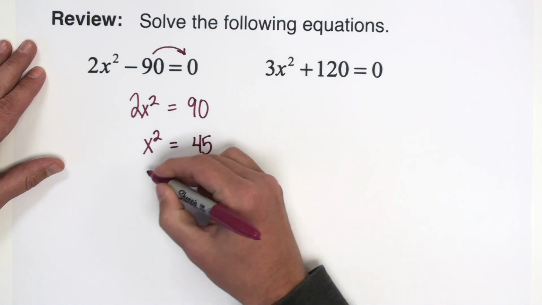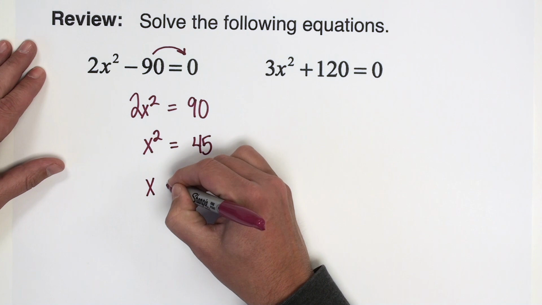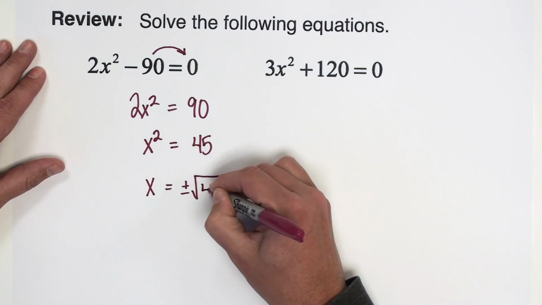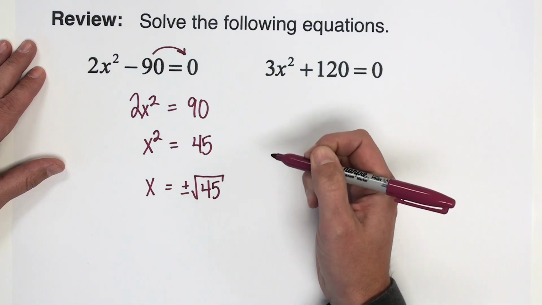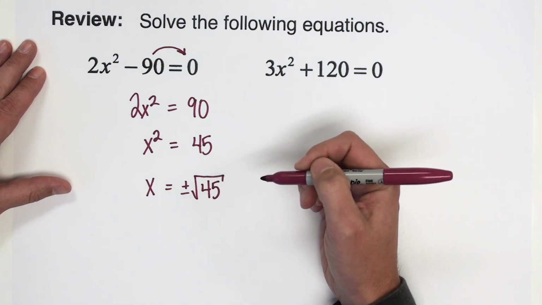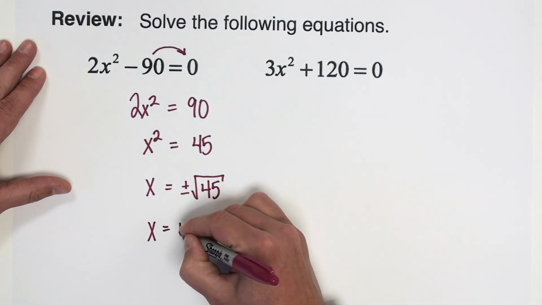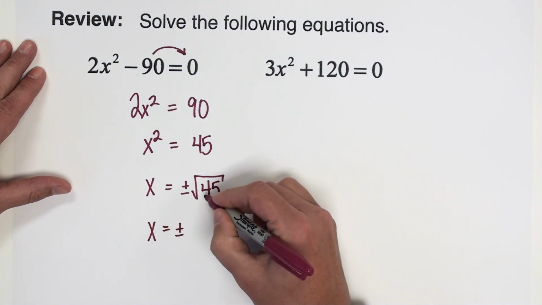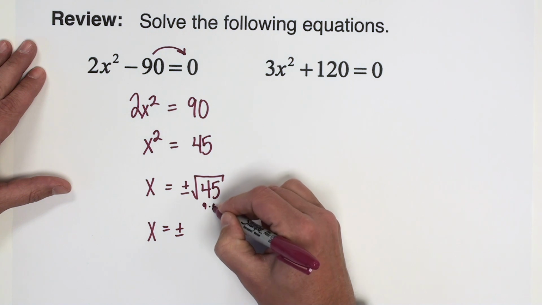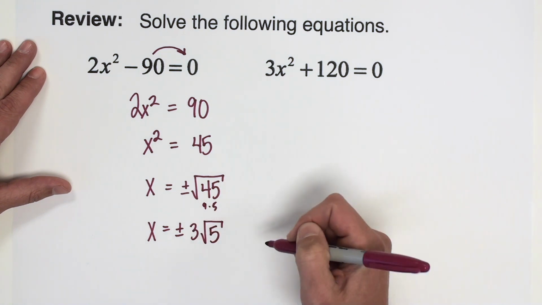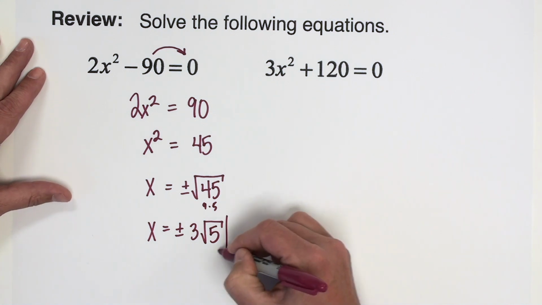And then to get rid of the square, we take the square root of both sides. We get x equals plus or minus square root 45. And then if we can simplify the square root, we're going to do that. So we get x equals plus or minus, 45 is 9 times 5, so we get 3 square root of 5.